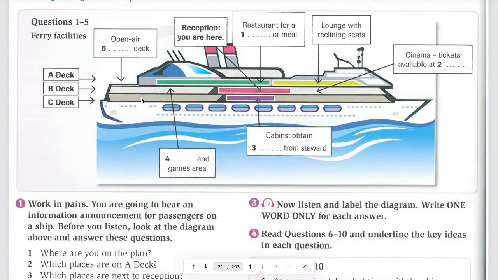If you have a straight chair, they don't say reclining, but if you can move a little bit at the back, not completely lying, but almost like that, with an angle, for example like a 45-degree angle, then it's reclining. So that is on deck A. We have restaurants for something or meal, and lounge with reclining seats. Okay.